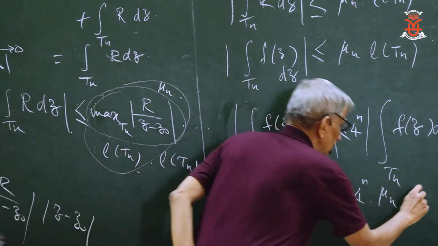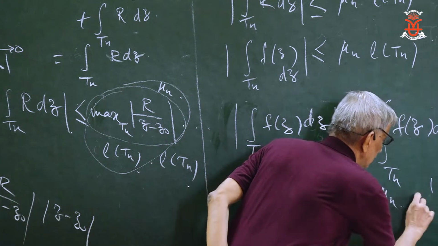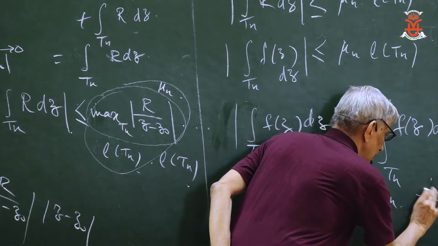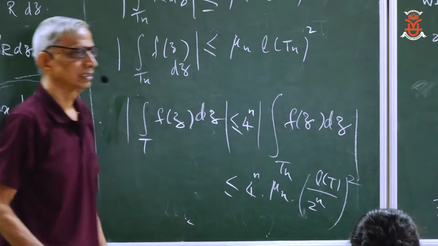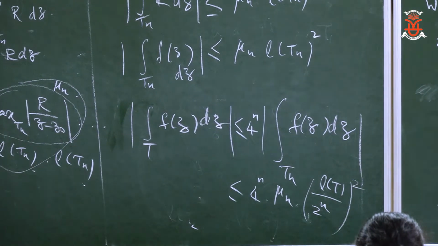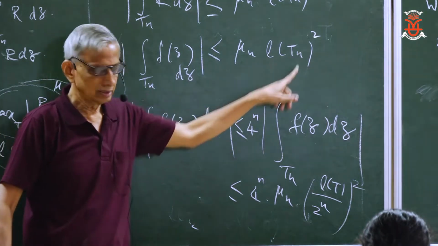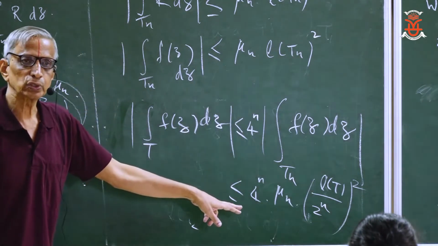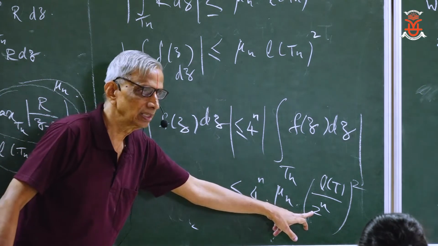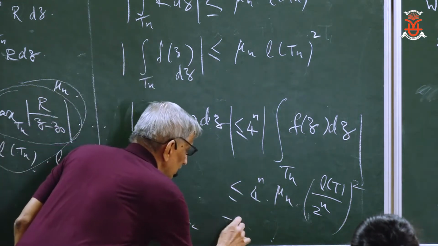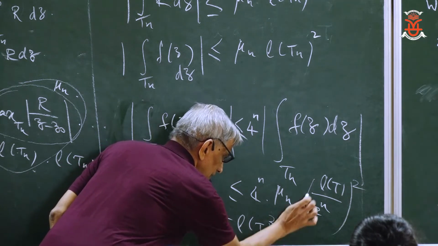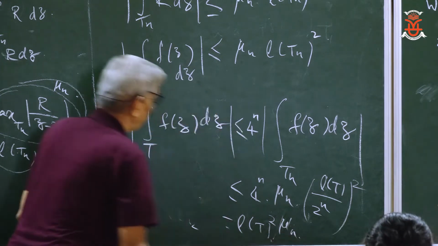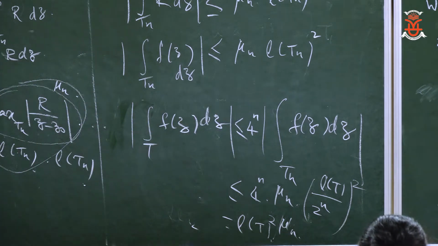So length of Tn square. That's what you have. So this 4 to the n will cancel out there, and you are going to get that length of T square times mu n. Right?